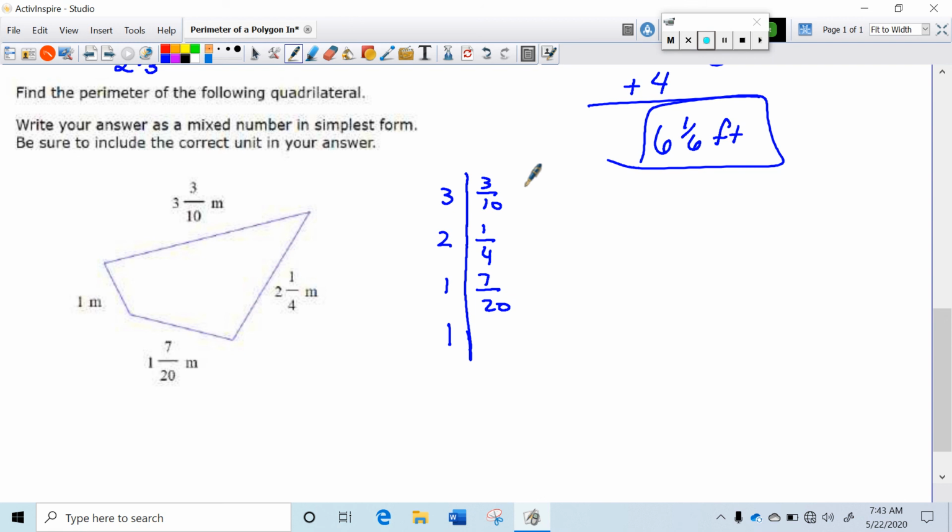Okay, so for my fraction parts, when you've got more than 2 numbers on the bottom in the denominator, you don't really want to multiply all that together because you get a really big number and you don't want to work with big numbers like that. So what you want to do is take the biggest number, 20, and you want to see if the other numbers go into it. So 20 divided by 10 is 2. That works. And 20 divided by 4 works. So that means my common denominator is going to be 20.